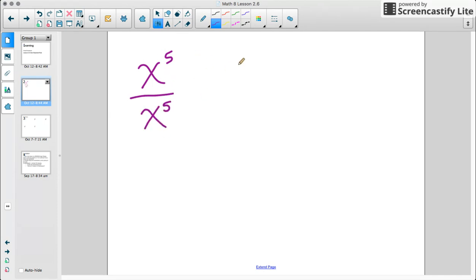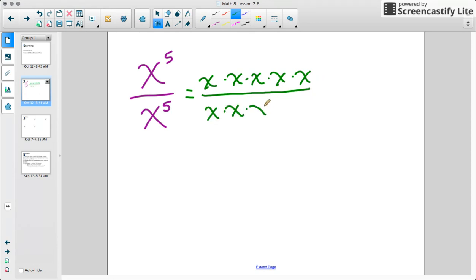Sometimes we have the same number, okay? So we have x to the fifth divided by x to the fifth. And what this actually is, it's x times x times x times x times x, right? If we were to use the expanded form, we've got 5 x's in the numerator and 5 x's in the denominator.